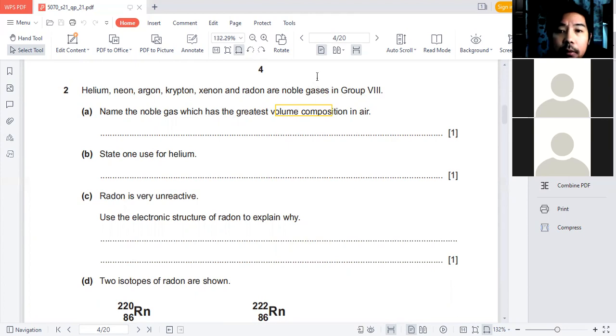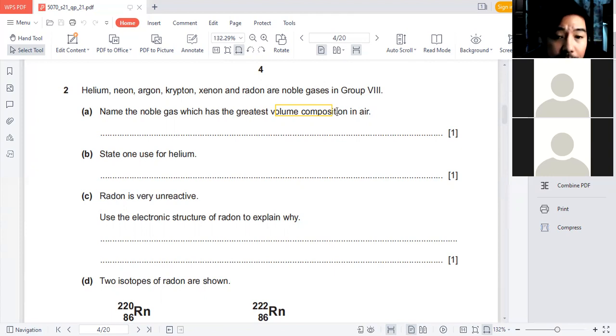Now, state one use of helium. We use helium for balloons. Some say it creates a Donald Duck voice, but that is not really true, and we don't use it for that. It is mostly used in balloons. You can also use helium for underwater breathing, but we still need oxygen anyway.